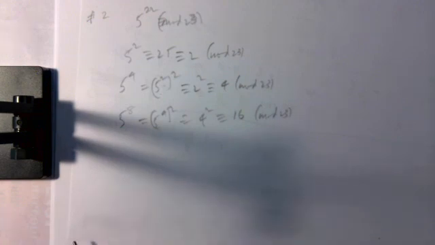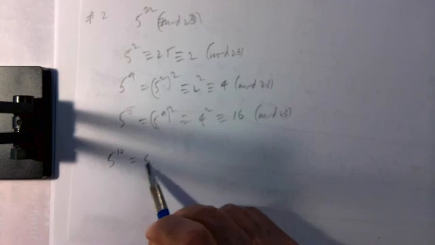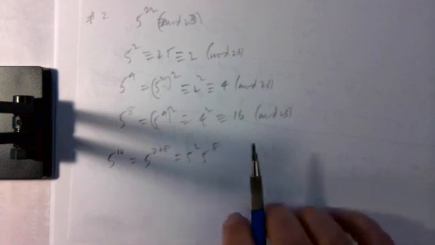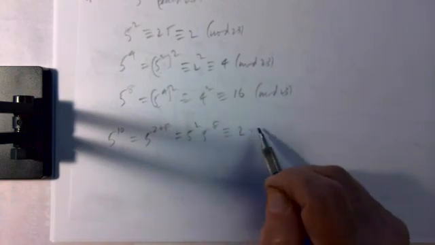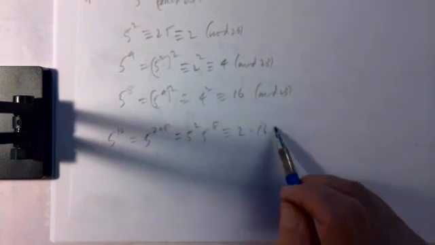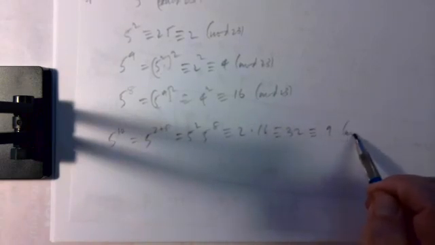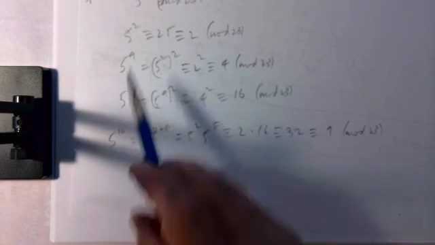Okay, so let's see, what else? Well, what about 5 to the 10th? 5 to the 10th is 5 to the 2 plus 8. That's 5 squared times 5 to the 8th. 5 squared is congruent to 2, and 5 to the 8th is congruent to 16. So this is congruent to 32, and 32 is congruent to 9 mod 23, right? Okay. And we want to get up to 22.